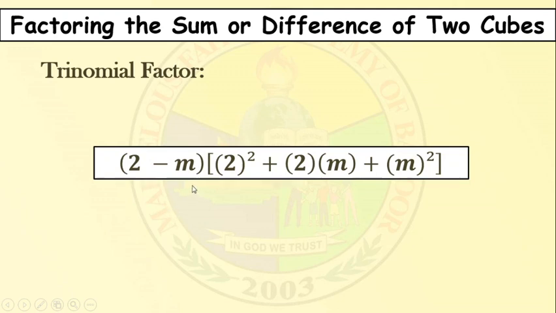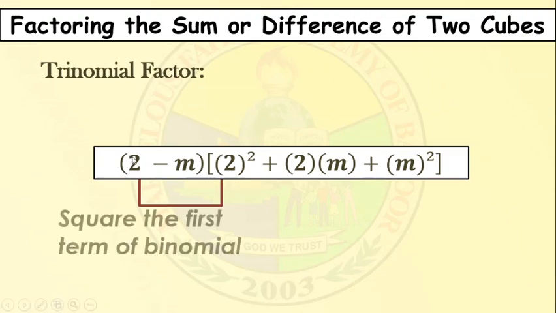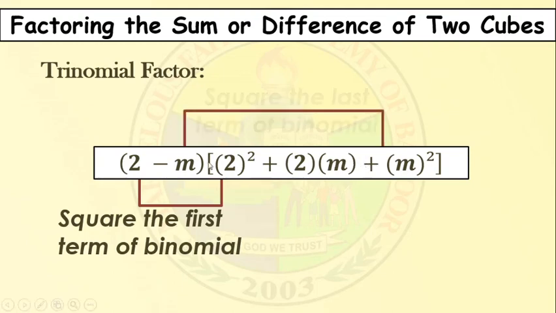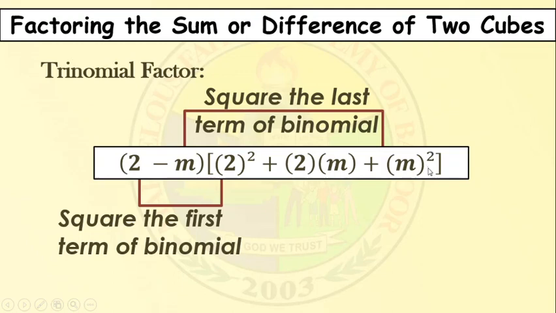Okay? So, paano naman kukunin yung trinomial factor? So, ganito yan. Ang unang step ay si 2. Ang gagawin kay 2 is square the first term of binomial. Okay? So, square natin yan. 2 square. Maglalagay lang tayo ng exponent na 2. Okay? Pero mamaya, isusolve natin. The next, for the last term, we have m square. So, maglalagay lang ulit tayo ng 2 as exponent.